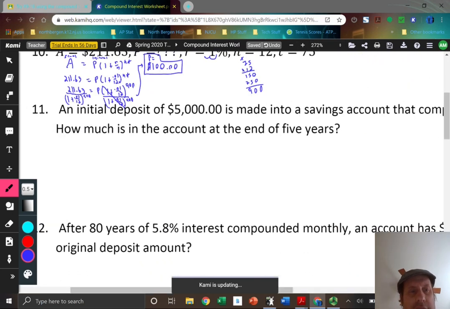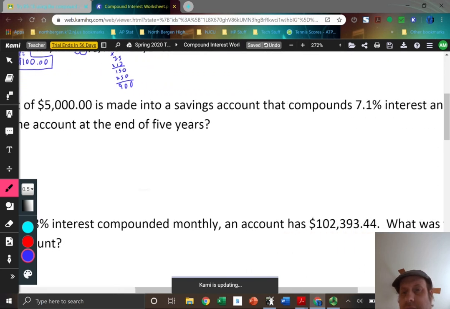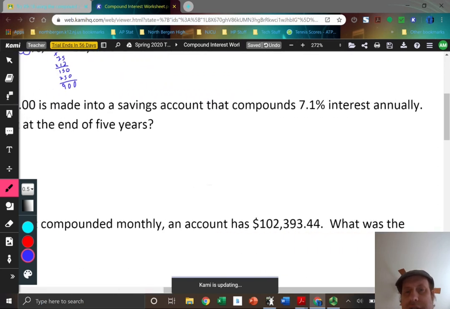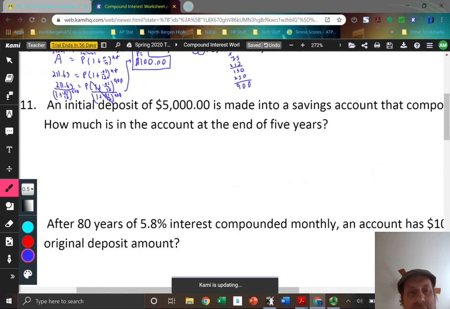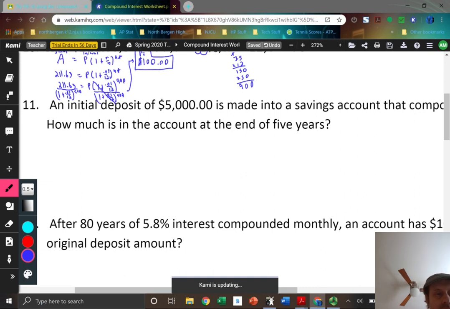So right here we have an initial deposit of $5,000 is made into a savings account that compounds 7.1% interest annually. How much is in the account at the end of 5 years? Okay, so going back to, you can use whatever variables you want. I'm just going to use how we initially did it, which was y equals a times 1 plus r over n to the nt power, right?